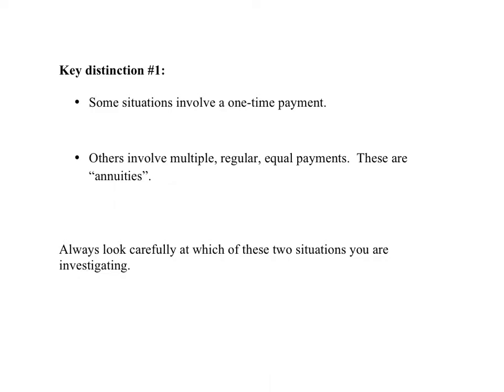By contrast, more recently, we've been looking at these annuities. So these involve multiple regular equal payments, each one of which is its own mini compound interest formula problem. But when we string enough of them together, we're then really dealing with an annuity. So you always look carefully at the beginning, which of these situations are you in?